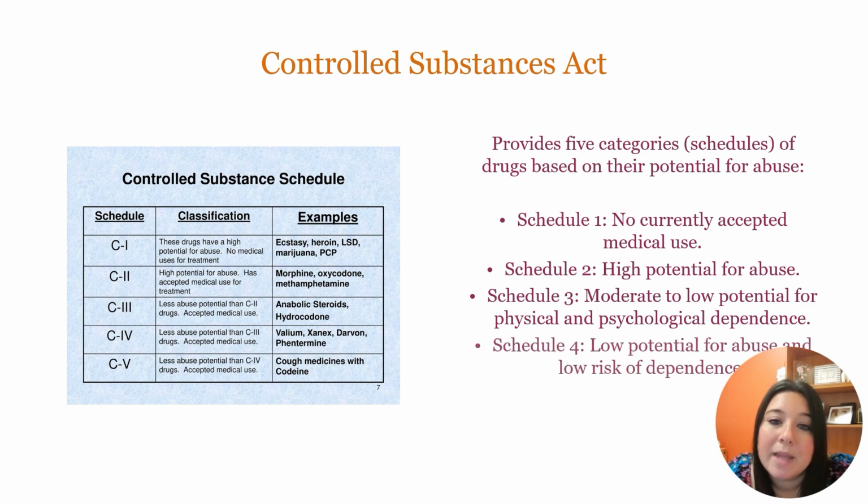Then we have a Schedule 4, which is a pretty low potential for abuse and a low risk of dependence as well. So things like Valium, Xanax, Darvon as well. And then lastly, we have the Schedule 5, which is the least amount of abuse potential, including cough medicines with codeine. So still a small potential for abuse, but definitely not as much as some of these higher categories there.